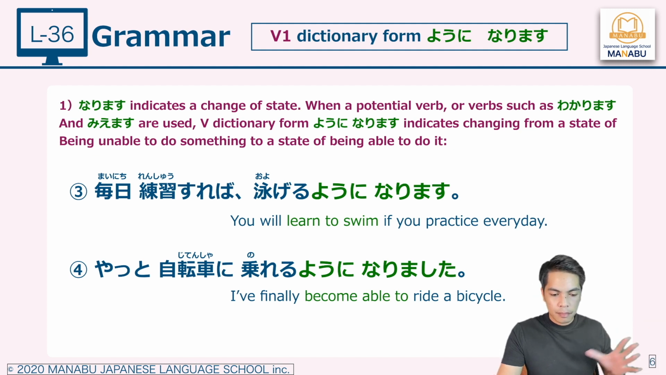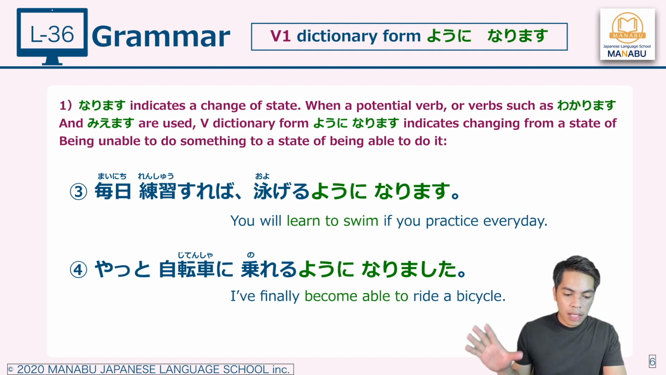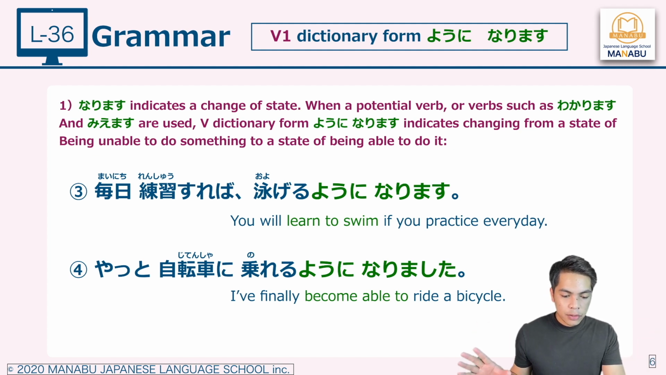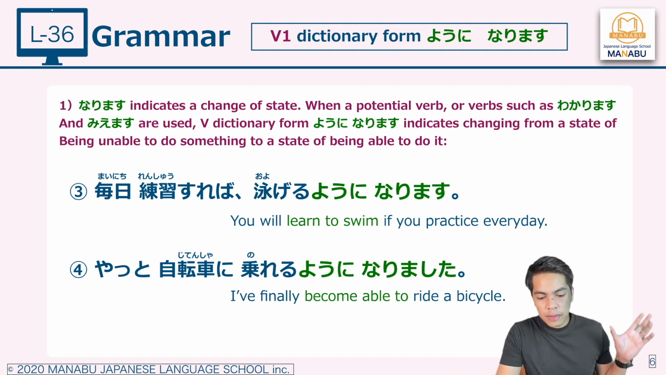So once again, narimasu indicates a change of state, to become. So let's read example number 3. Mainichi renshū sureba oyogeru yo ni narimasu. If you remember our sureba, or the ba form or the conditional form in our previous lessons, if you do this, then something can happen or you can achieve something. So mainichi renshū sureba, if you practice every day, oyogeru yo ni narimasu.